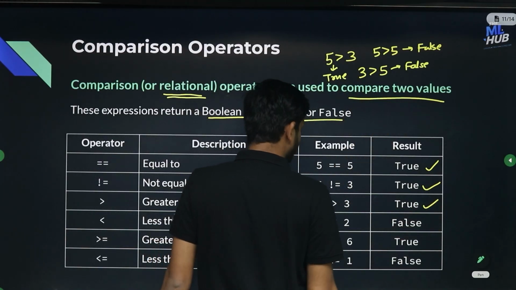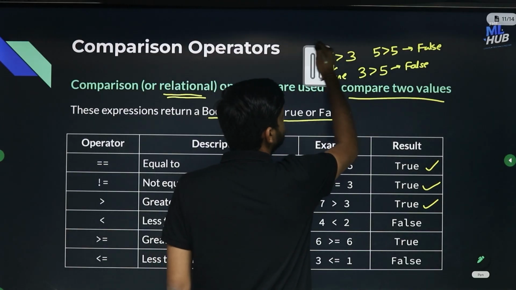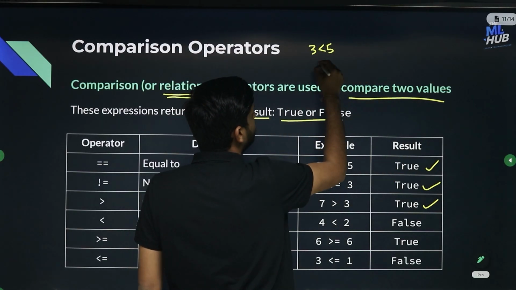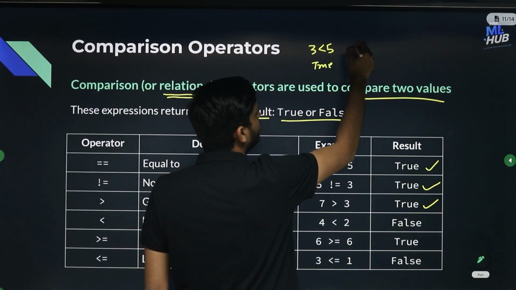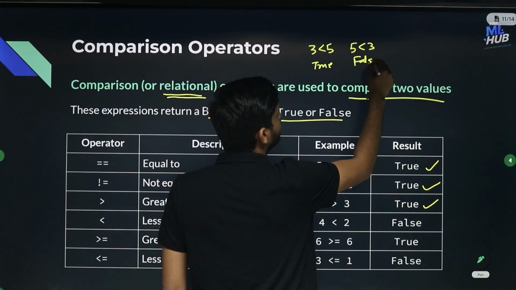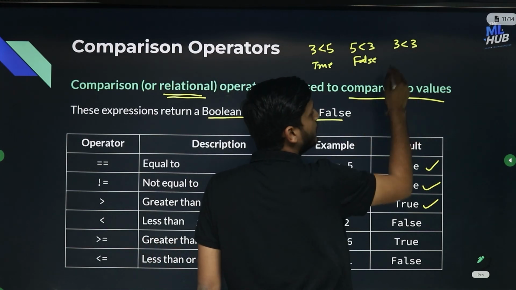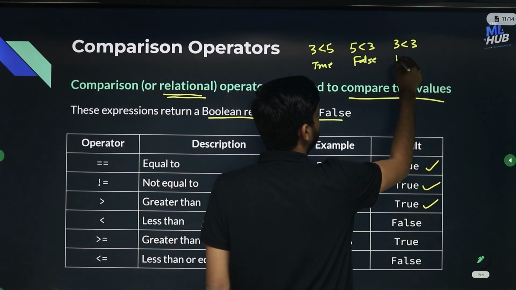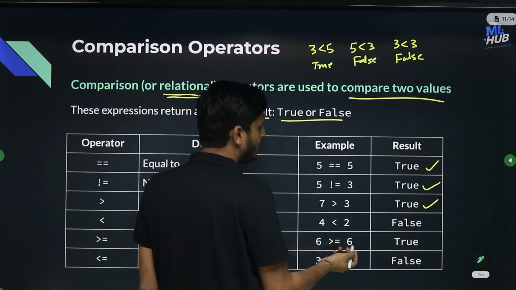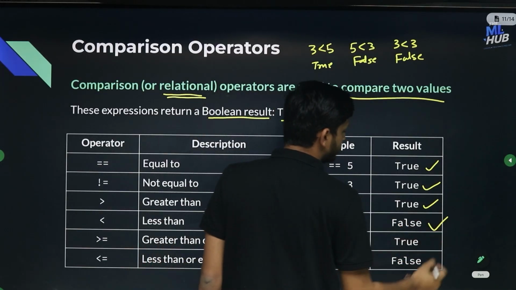Simple, right? Next we have less than. It is just the opposite of greater than. It will check if the number is lesser than that value. If I write 3 less than 5, I will get true, because 3 is less than 5. If I write 5 less than 3, I will get false, because 5 is not less than 3. If I write 3 less than 3, 3 and 3 are equal, 3 is not less than 3, so I will again get false. What will 4 less than 2 give you? 4 is not less than 2, 4 is actually greater than 2, so this will give you false.